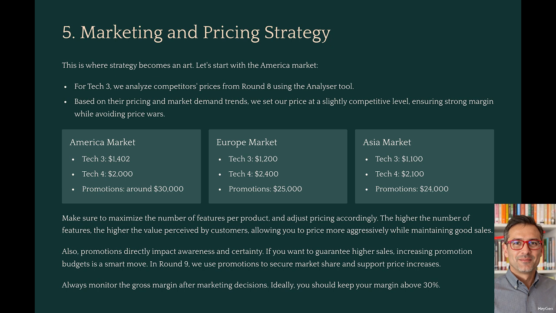Make sure to maximize the number of features per product and adjust pricing accordingly. The higher the number of features, the higher the value perceived by customers, allowing you to price more aggressively while maintaining good sales. Also, promotions directly impact awareness and certainty. If you want to guarantee higher sales, increasing promotion budgets is a smart move. In round 9, we use promotions to secure market share and support price increases.